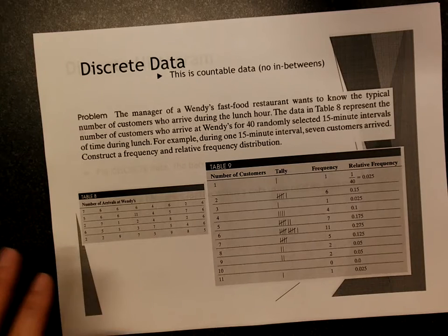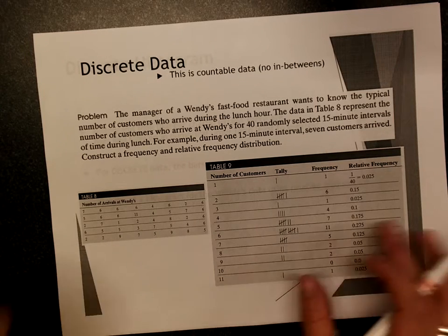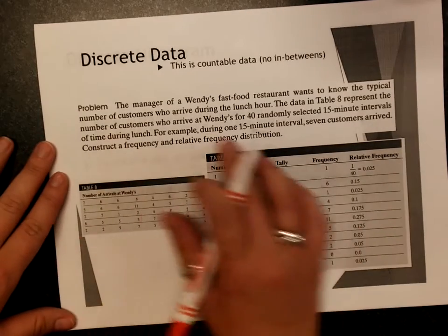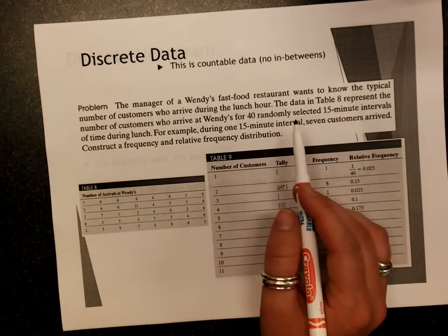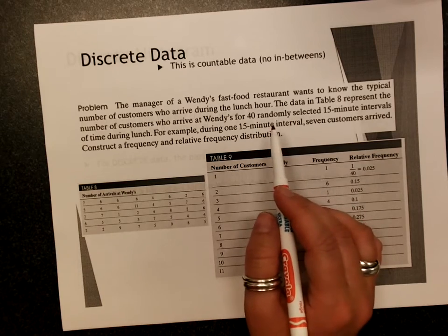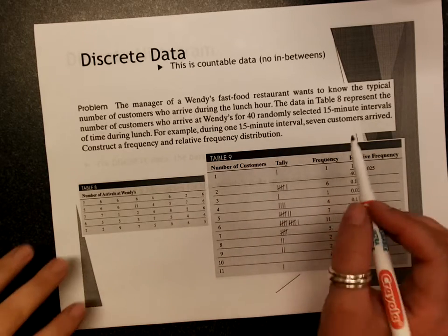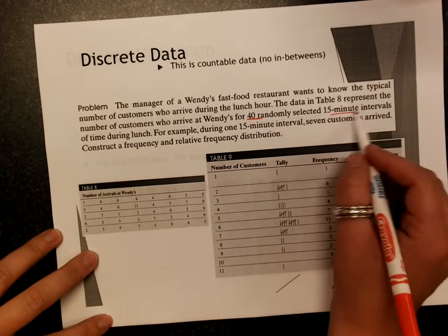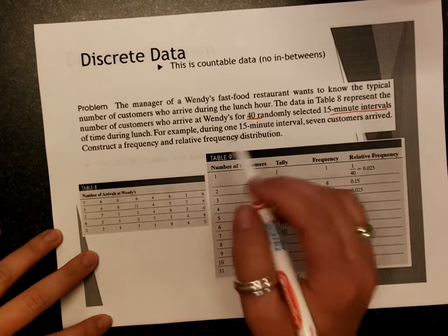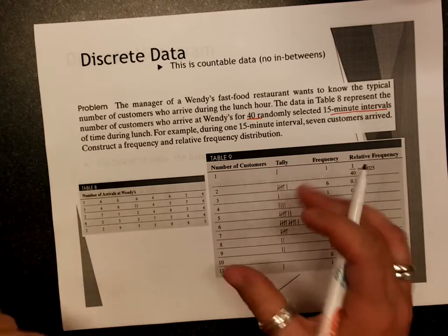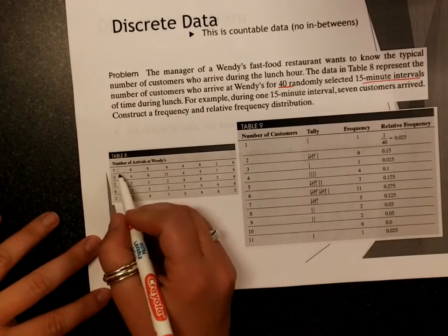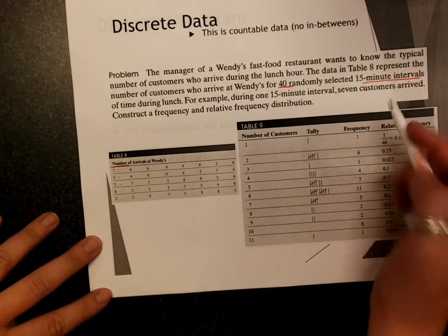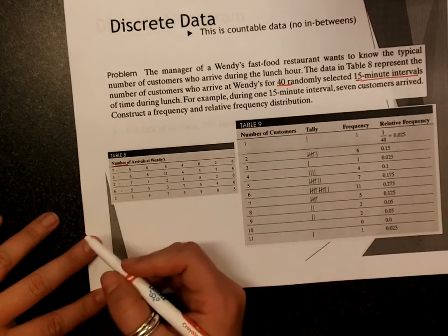All right, so for discrete countable data, when there's no in-betweens, we have a scenario that a manager of a Wendy's fast food restaurant wants to know the typical number of customers who arrived during the lunch hour. So they took 40 randomly selected intervals of time and counted how many people came into Wendy's during that chunk of time. So we have 7, 5, 2, 6. This is the number of customers that arrived at Wendy's within those 15-minute intervals.